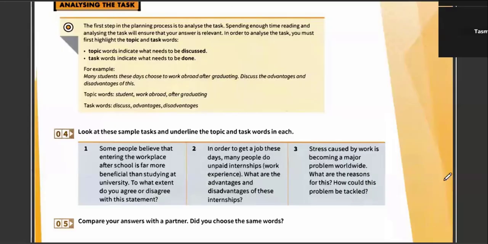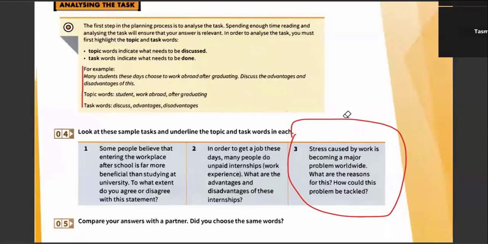Now let's look into our fourth activity here. We have to look at the sample tasks given here. We have three sample tasks. What we have to do is read through them and underline the topic words and the task words in each of them, just like the example. Okay, is it clear? Yes. Okay. So read number one for me, please.